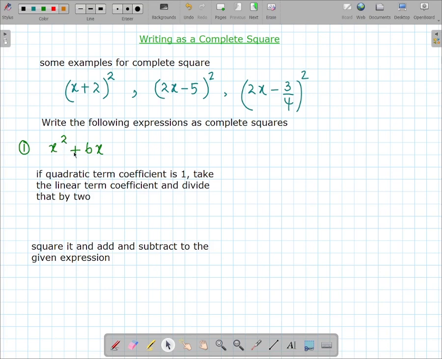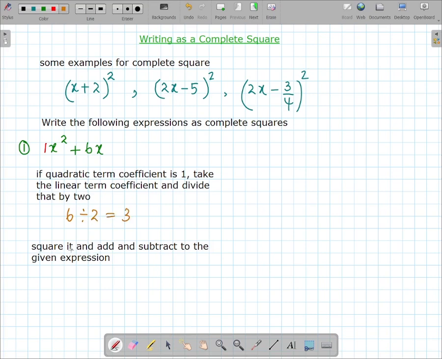First one, x squared plus 6x. When you are given an expression to write as a complete square, first we check the quadratic term, that means the power 2 term, and we check the coefficient of that. If the quadratic term coefficient is 1, and here it is 1, take the linear term coefficient, that is 6, and divide that by 2. So 6 divided by 2, that is 3.